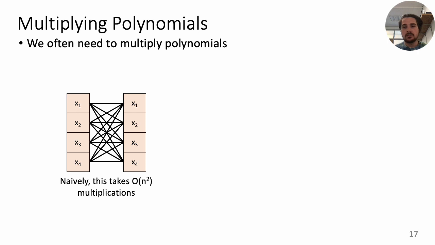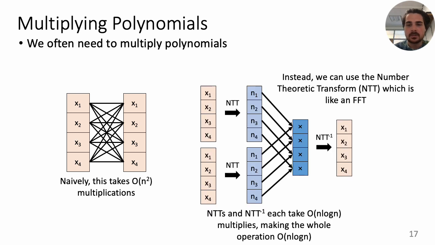Polynomial multiplication features prominently in FHE, and NTTs allow us to do these multiplications fast. If we want to multiply two polynomials, we need to convolve their coefficients. Naively, this involves multiplying each coefficient of one polynomial with each coefficient of the other. This takes n squared multiplies.